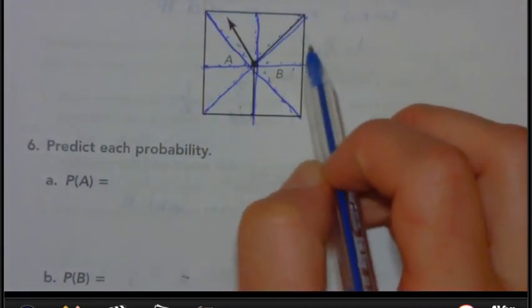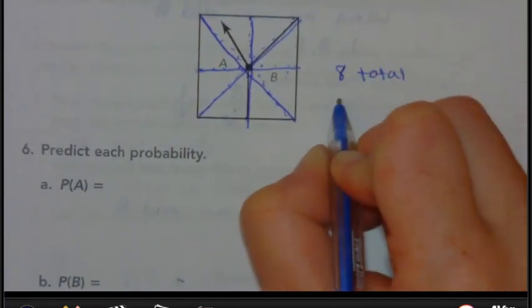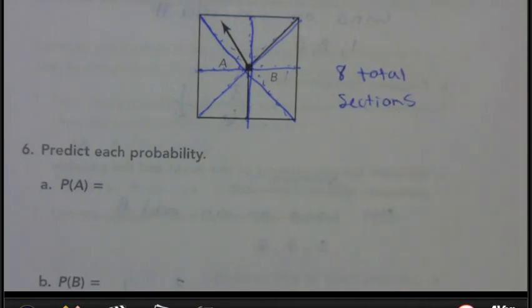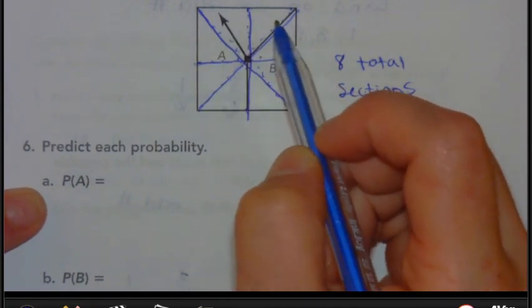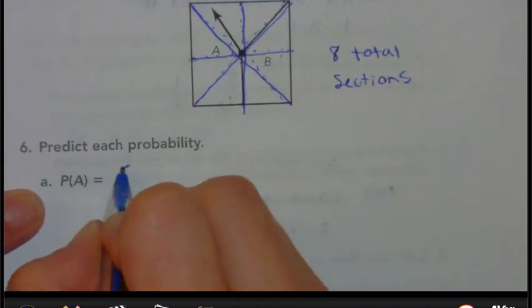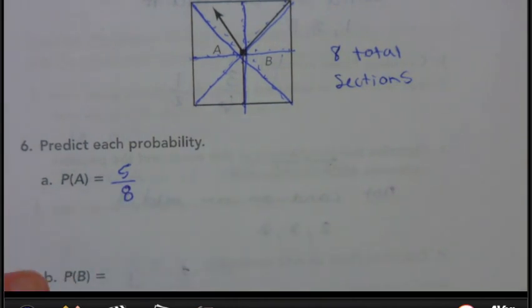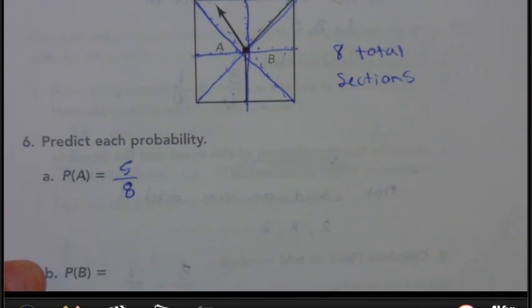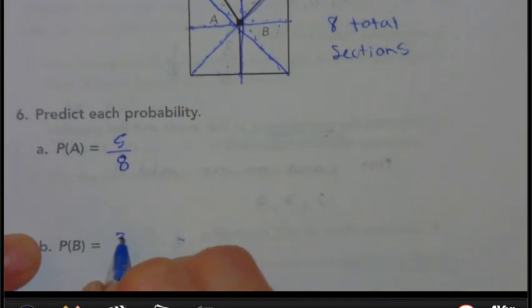So how many sections in all did I divide my spinner up in? 8 total sections. Of those 8 total sections, how many sections are included in A? Well, I see 1, 2, 3, 4, 5 of my 8 are all A's. So I have a 5 out of 8 chance of landing on A. What about for section B? How many little sections do I have of B? I have 3. So the probability that I'm going to land on B is 3 out of 8 sections.